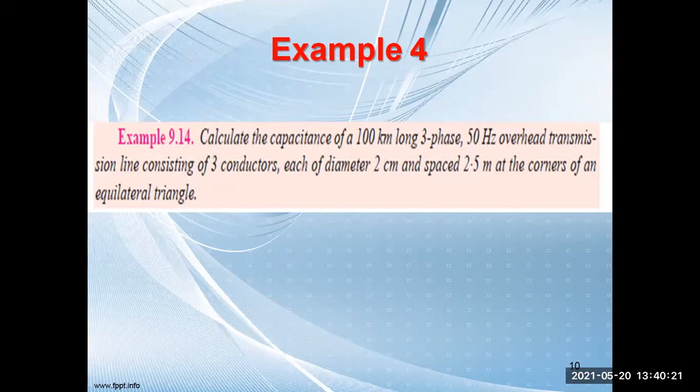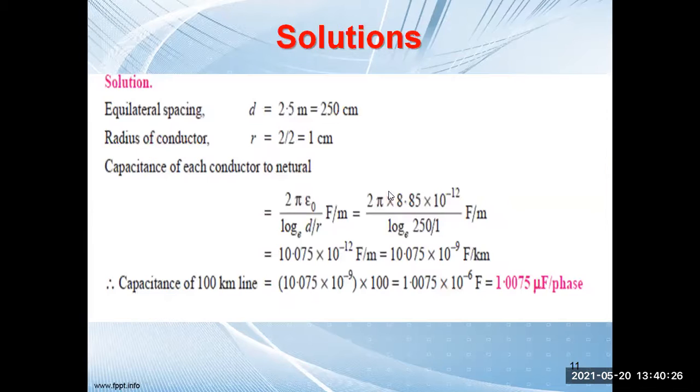So 17.28 into 10 to the power minus 12. Okay, let us check. This is the calculation: 2 pi epsilon naught log of d by r. D is 2.5 meter, that is 250 centimeter. R is 2 by 2, that is 1 centimeter. Now you just cross check your calculation. Yes, sir. 10.047 into 10 to the power minus 12. Okay, correct. All of you have got this.